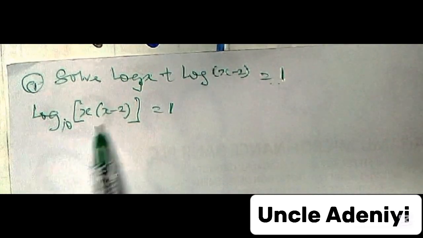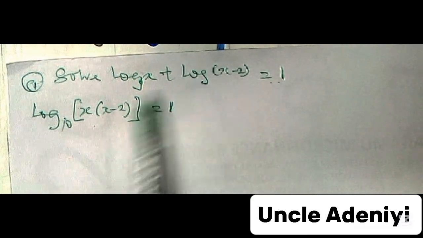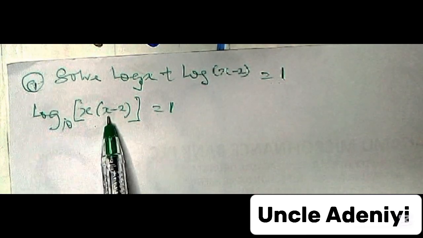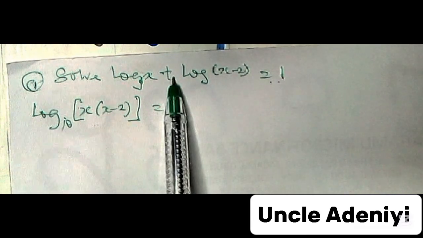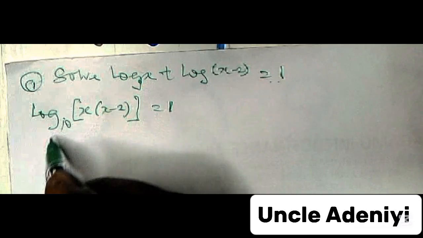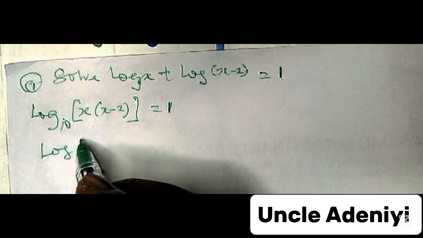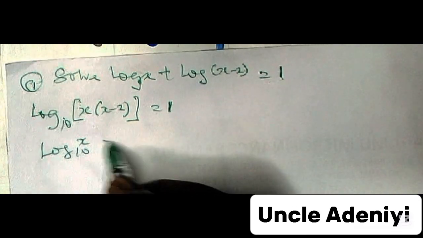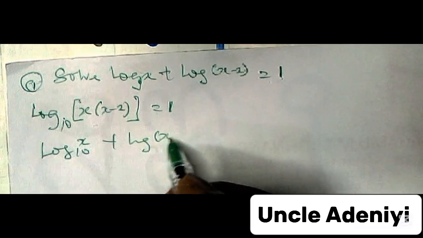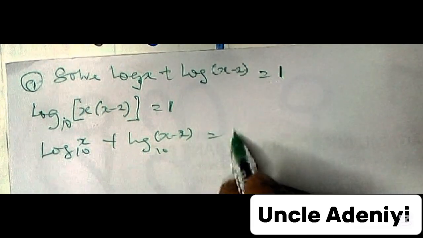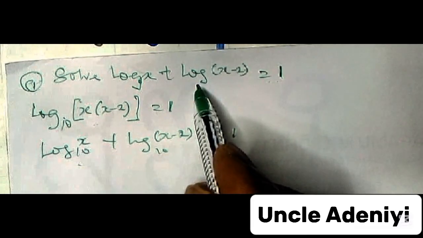Now if you want to expand this, you will still get this back, because under your product law, if you have something like this, it means plus will be in between. So log base 10 of x, plus log base 10 of (x minus 2), equals 1. You can see that we are still getting the same thing. So I did not do magic.